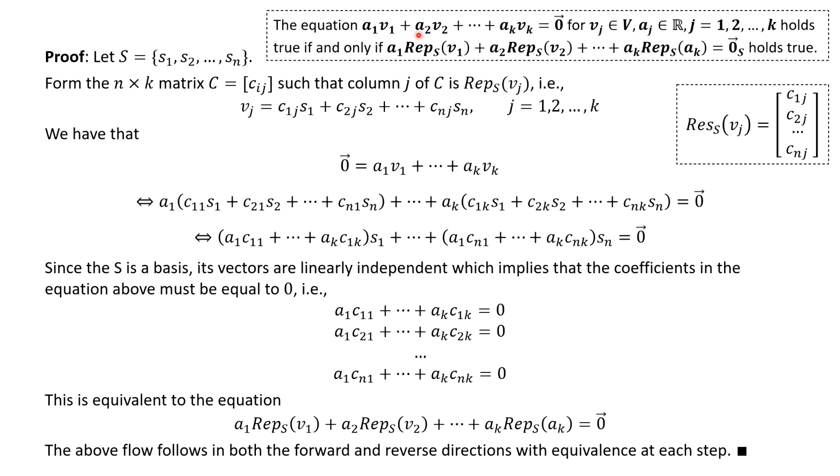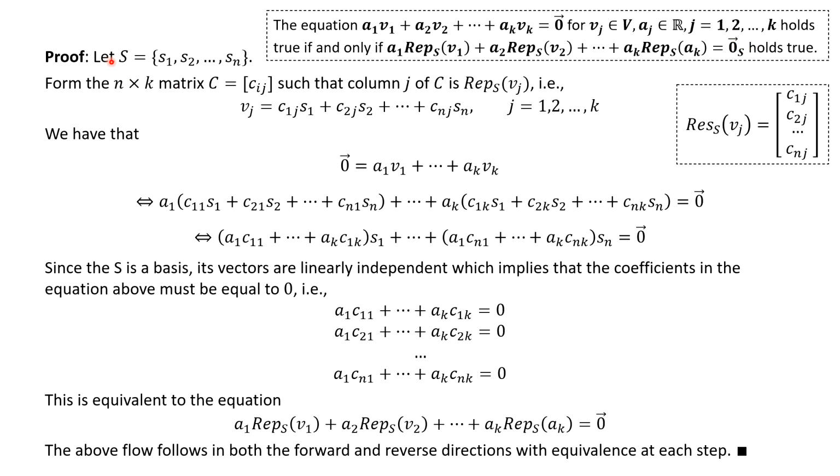I copied our theorem from the previous slide just so we can look at this statement. Basically it's saying we have a set of k vectors v, and the linear combination equals 0 if and only if the linear combination using the same coefficients but representing the vectors v1 to vk using our basis S also equals the 0 vector.